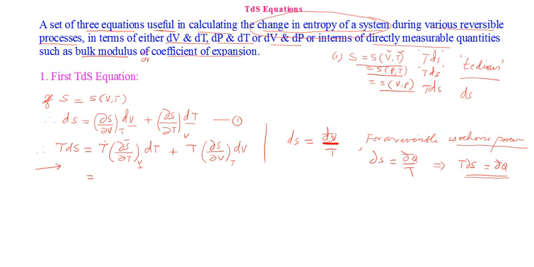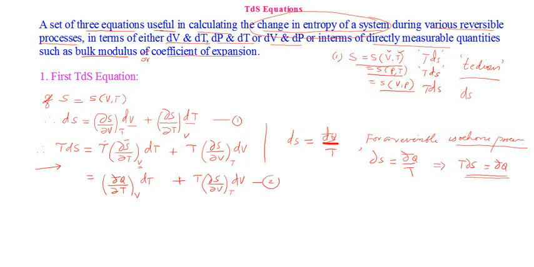So I can replace that one by what? D bar q. So I am replacing T dou s in the numerator as dou bar q by dou t, at constant volume, times dt, plus the second term I am keeping as such for the time being, plus T dou s by dou v at T times dv. Let me retain it like this. So this is equation number 2 for the time being.